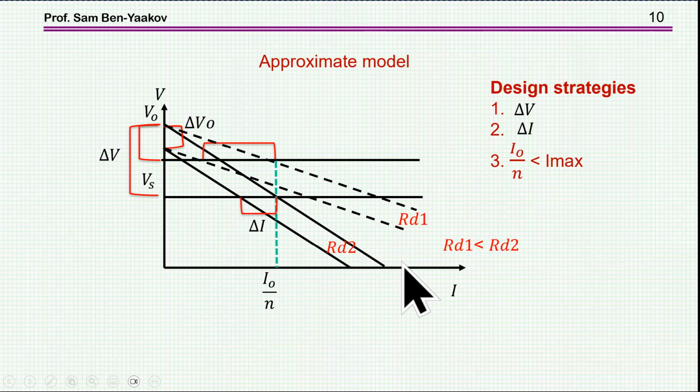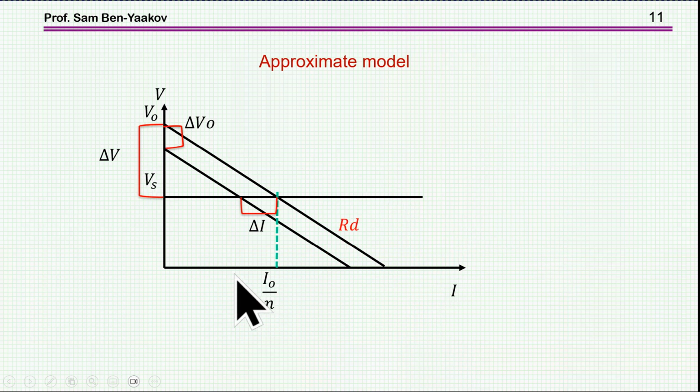Now, in this presentation, I'm assuming that the starting point is this delta V. That is, that we have a requirement for a certain delta V, and the question is what should be R, and then what will be the resulting delta I in this.